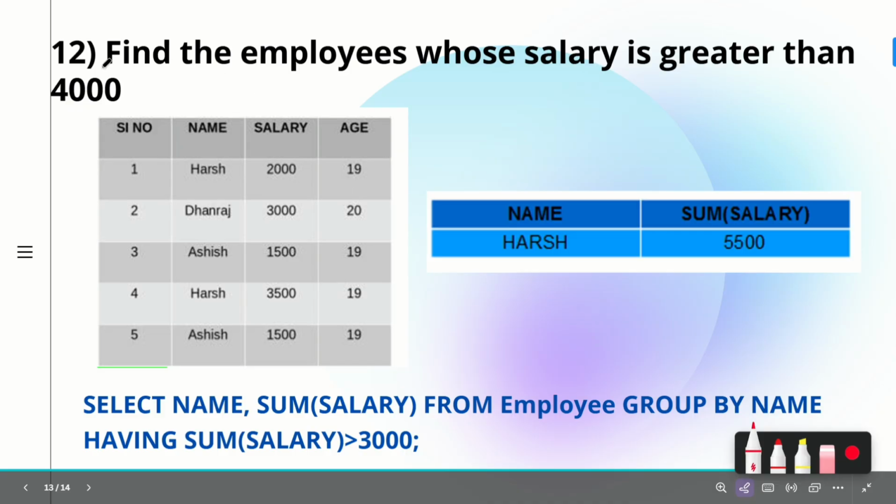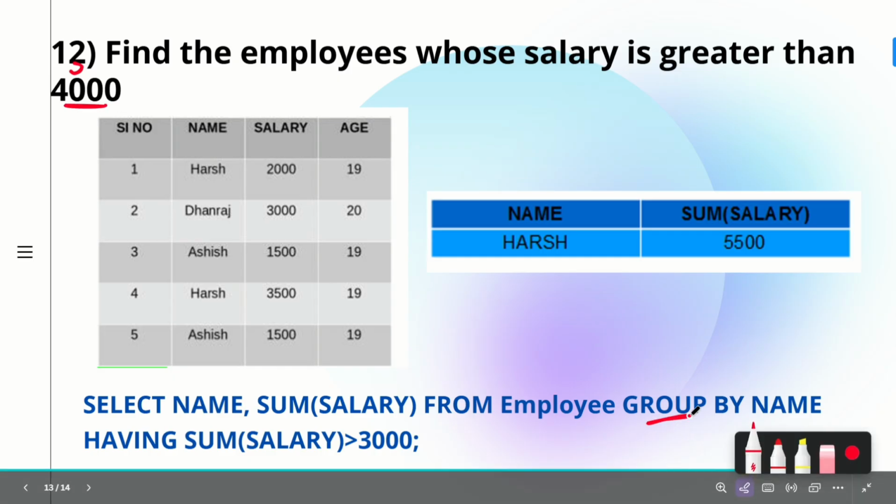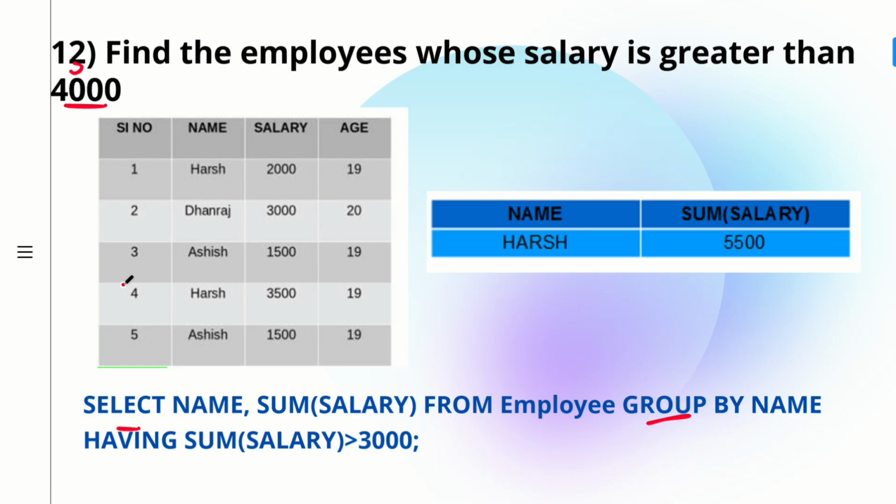Now let's see the 13th question. So the 13th question is, find the employees whose salary is greater than 4,000. So how will you do that? For this also we have to make use of group by, but with group by we have to write one condition. So see, it is the same data table which we saw. There was duplication, there was some error.